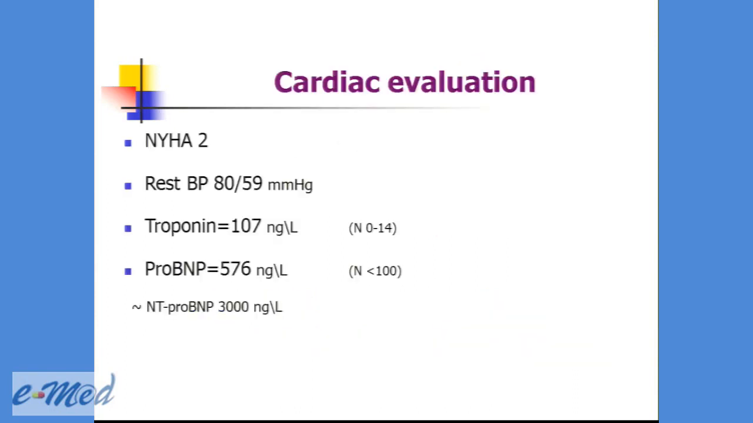Now, the heart is the heart of the issue. I mean, this is what actually determines the prognosis of our patient. So we need to do a very thorough evaluation of his cardiac status. So he was NYHA class 2. His blood pressure was very low at 80/60.